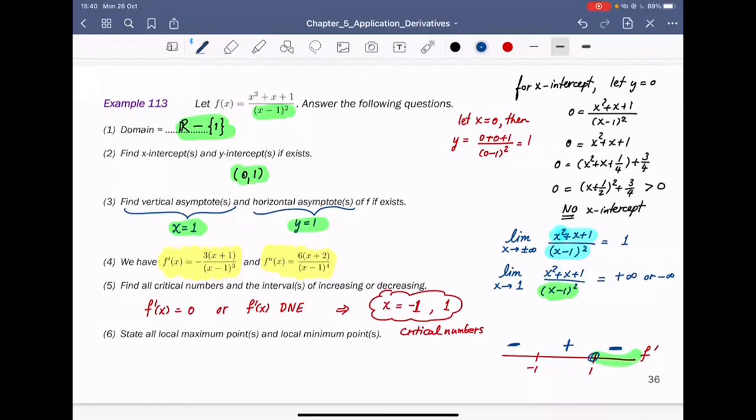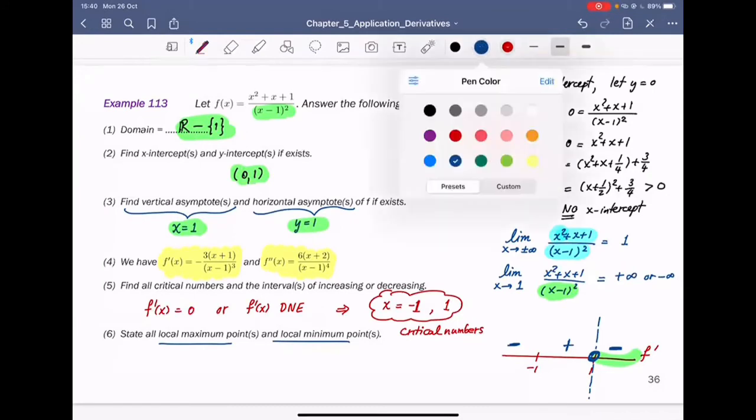Well, keep in mind, this is a special case when you compute the f prime, because you cannot include the point x equal to 1, because x equal to 1 is not in your domain. Your domain is everything except 1. So we're gonna avoid the point x equal to 1. When you figure out your local max and local min, we just skip the point x equal to 1 because the function is not defined at x equal to 1.